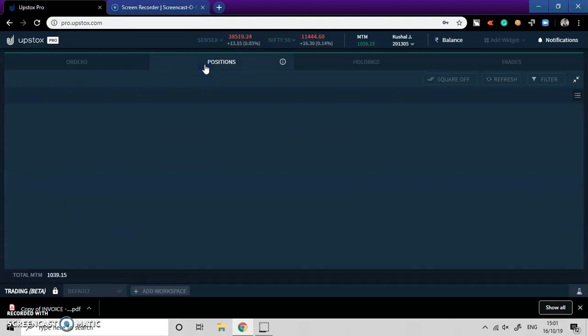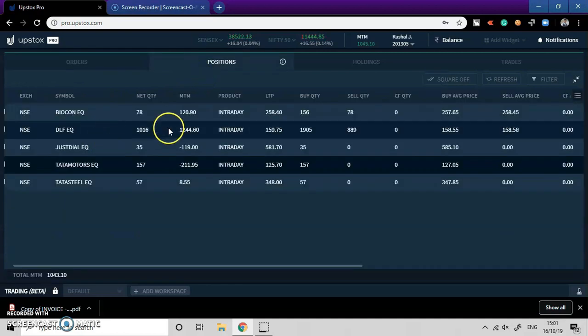since I have a lot of quantity, that is 1,000 quantity. So DLF alone is giving me 1,244 profit. Of the rest, 2 stocks are giving me profit and 2 stocks are giving me losses. Collectively I am making a profit of close to 1,000 rupees right now.